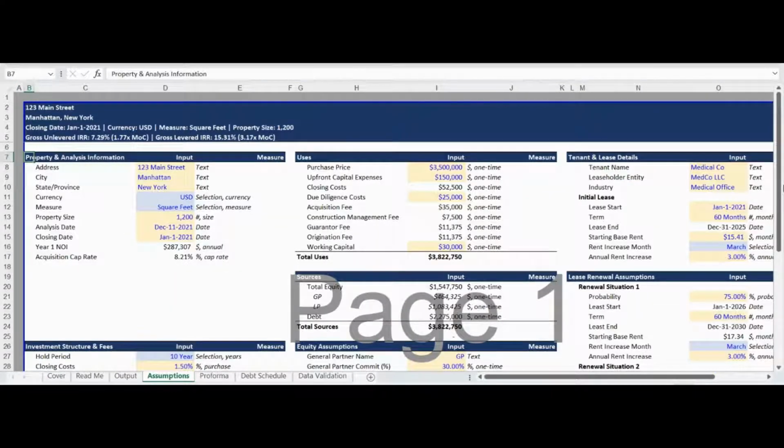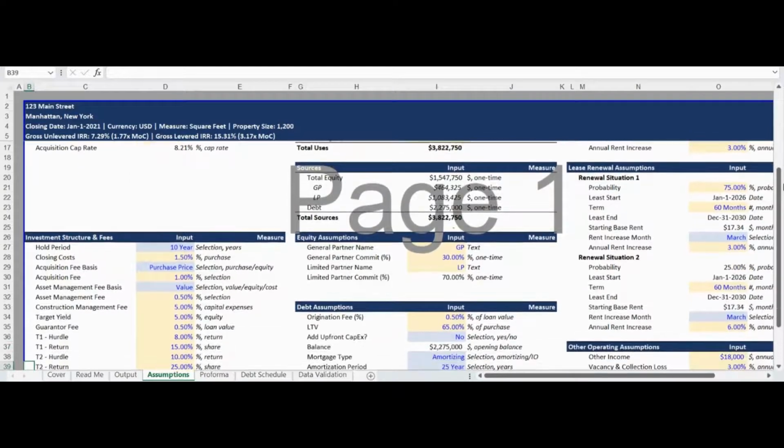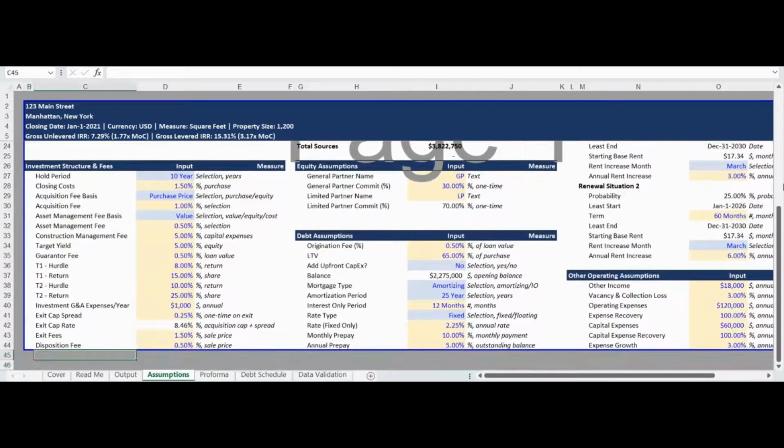The Assumptions tab contains the model inputs that you can customize to your specific use case. Starting at the top left, general property information is input first. The investment structure and fees are input next. The investment structure assumptions include the hold period, closing costs on acquisition and disposition, target yield to investors, and annual investment general and administrative expenses.